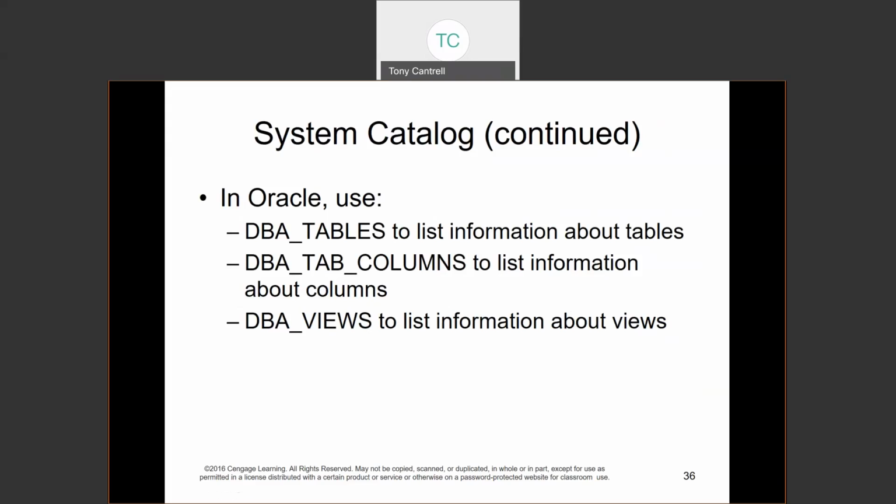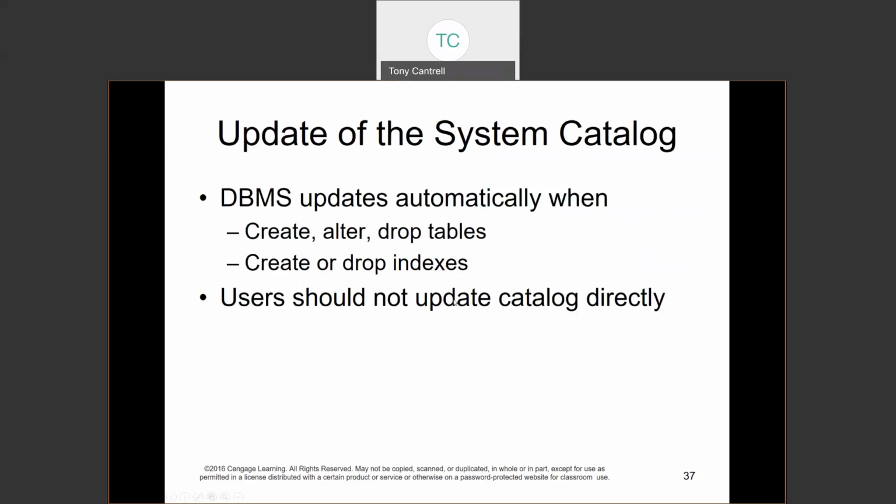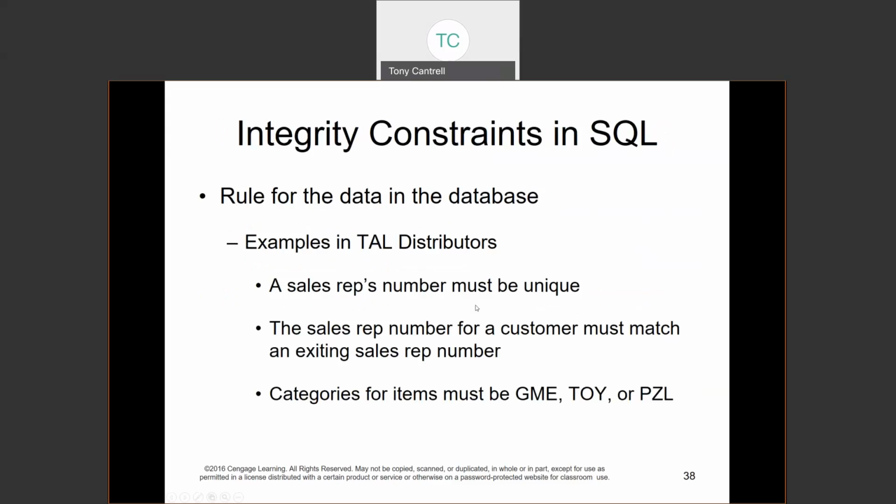So you need to go to Google and type in MySQL display table information and see what command it tells you to use. And I could tell you that, but I want you to get in the habit of learning how to do that. The database management system automatically updates the catalog when you do a create, alter, or drop table, or create or drop indexes. The user should not update catalogs directly.